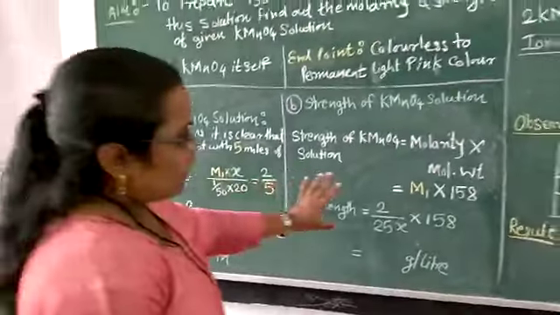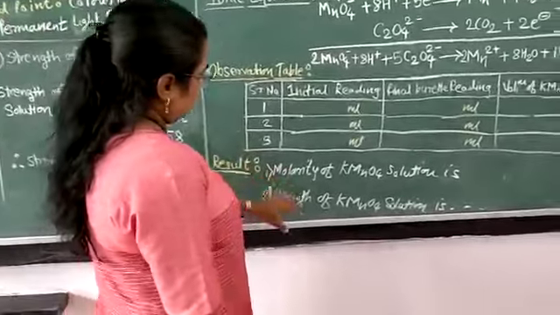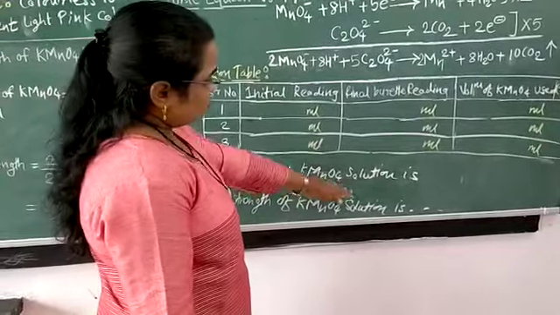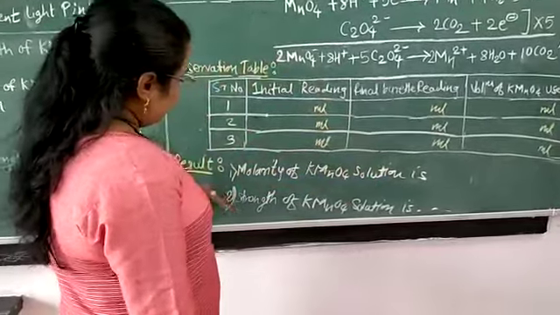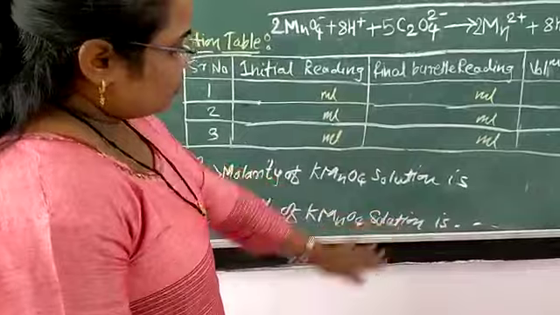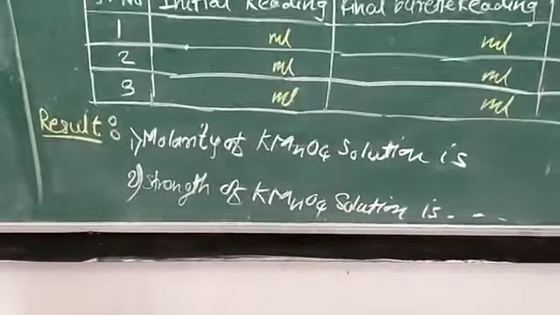And finally, we have to write the result for this overall experiment. First we write the molarity of the KMnO4 solution that we have calculated, and second the strength of the KMnO4 solution, which is also calculated from this practical.